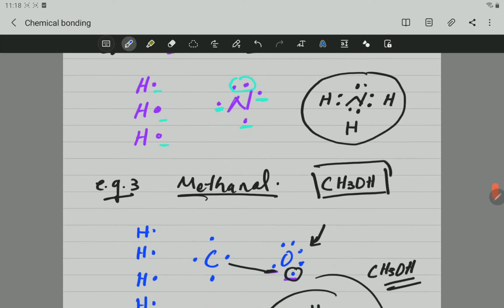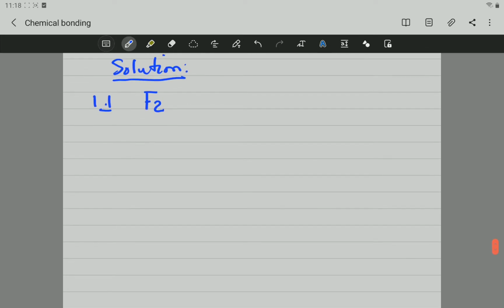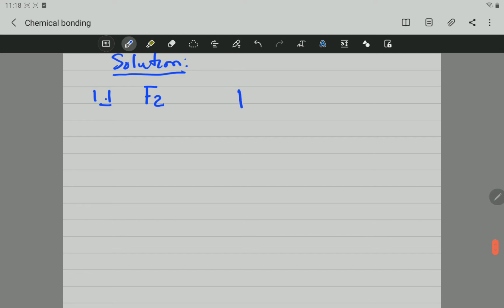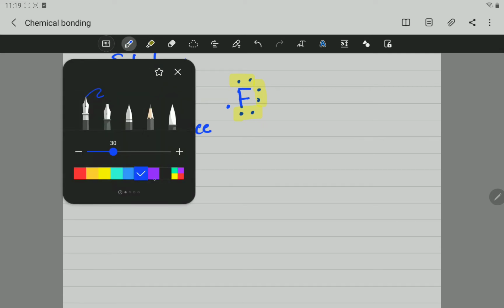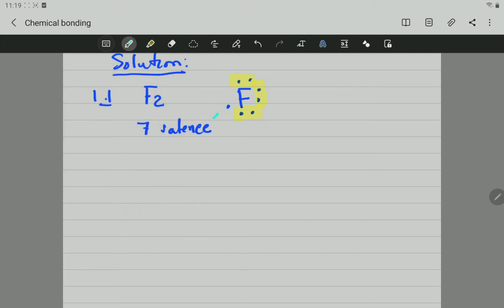So let's draw the Lewis dot diagram for each fluorine atom individually. We have fluorine with 7 valence electrons: 1, 2, 3, 4, 5, 6, and 7. So you see, you have a lone pair, a lone pair, a lone pair, and then on this corner you have a single unpaired electron. That one is going to be shared.